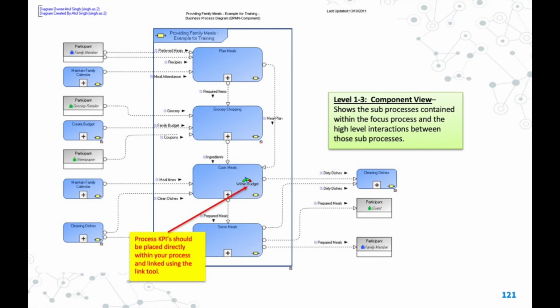If we then explode what providing family meals means, you've got your plan the meal, your grocery shopping, of course, which will be the focus of the level 5 that we're talking about here, cook the meals, and then serve the meals. Note that if you have process key performance indicators, you should place those inside the process itself.